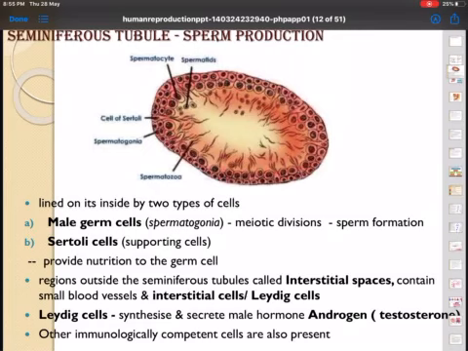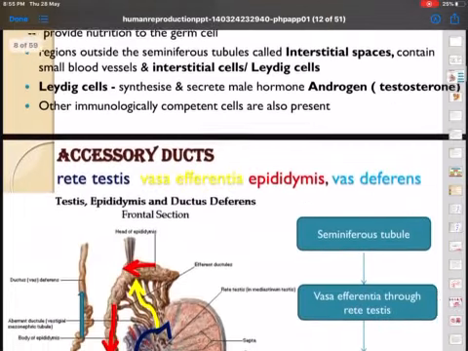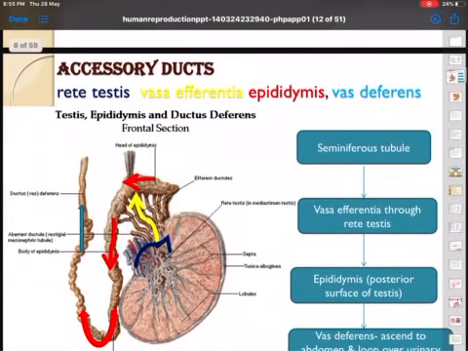Regions outside the seminiferous tubules, you are seeing a lot of spaces. These are called interstitial spaces. These contain small blood vessels and interstitial cells or Leydig cells. And Leydig cells play a very crucial role, as they synthesize and secrete the male hormone, namely testosterone. Testosterone plays a very crucial role in the formation of the spermatozoa. Other immunologically competent cells are also present.